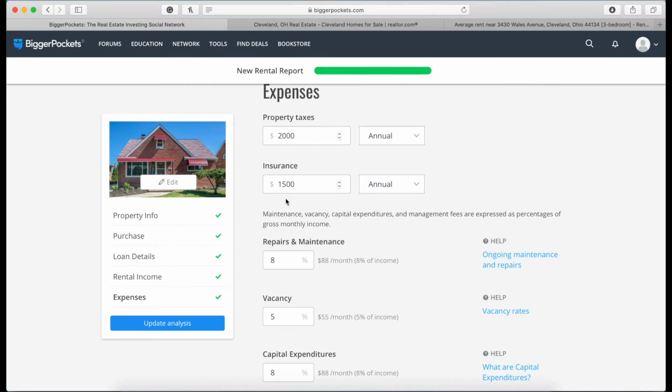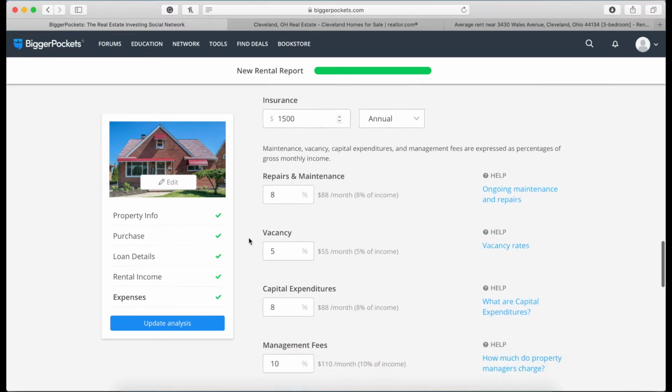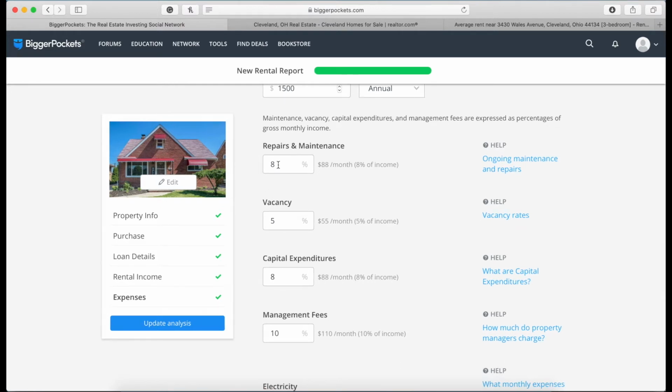In terms of insurance, that's going to vary a ton based off of location, the property type, and a number of other criteria. So in this case, I just put it at about 1% of the property value, and again, annually. In terms of repair and maintenance, I did 8% for both repair and maintenance and capital expenditures because it is an older home, but it seems like it's been kept up well and is pretty well maintained.